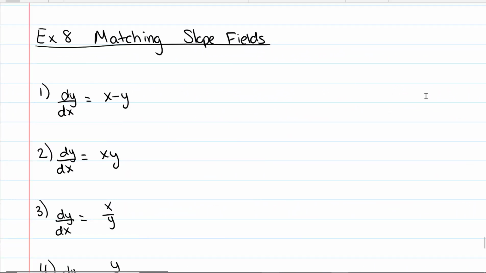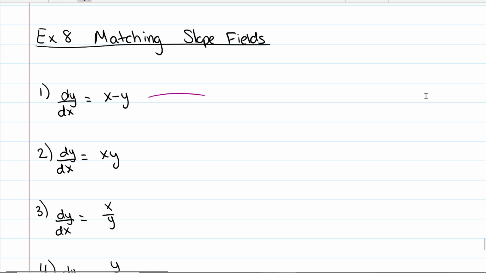In example 8, we're going to talk about how to match slope fields with differential equations. So the first one we're going to look at is dy/dx equals x minus y. Notice that there are two variables in this differential equation. Now I want to solve this without having to actually solve the equation. So let's just think about some points in our head.